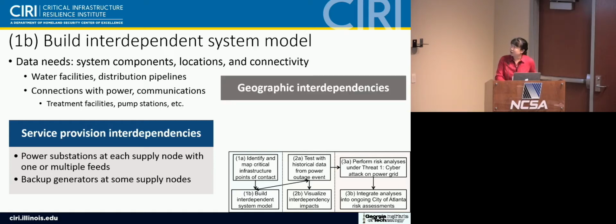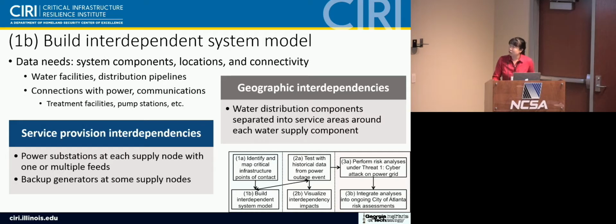And then for geographic interdependencies, we wanted to look at different service areas over the city. We separated the water distribution components into different service areas around each water supply component. This is the idea that for a distribution network, each distribution node services a certain area and provides some level of service, so we can split up the components into those service areas.